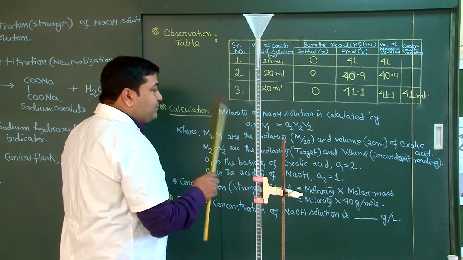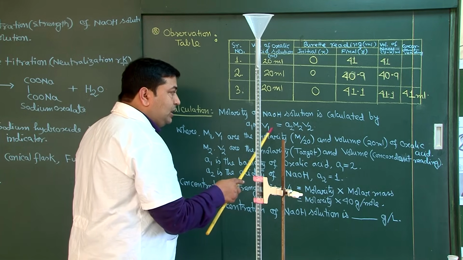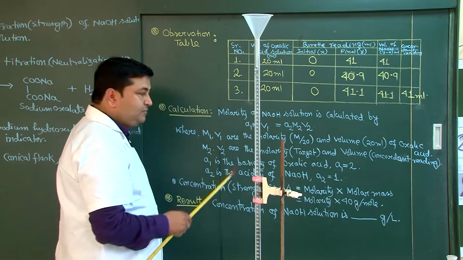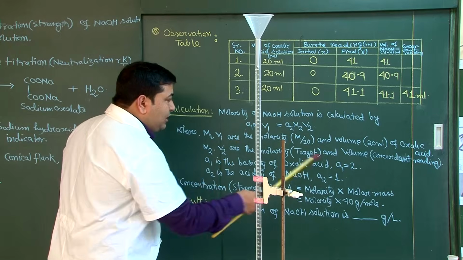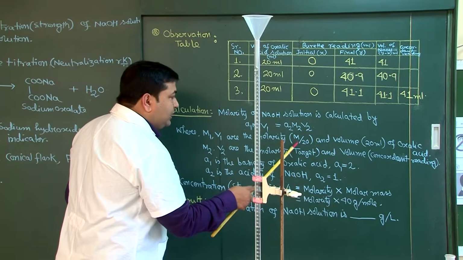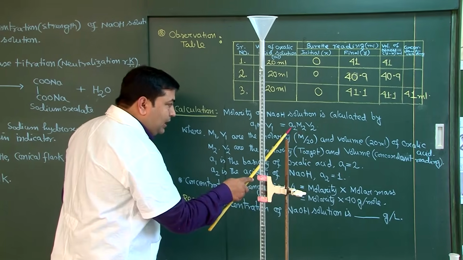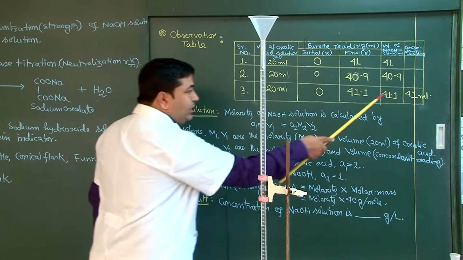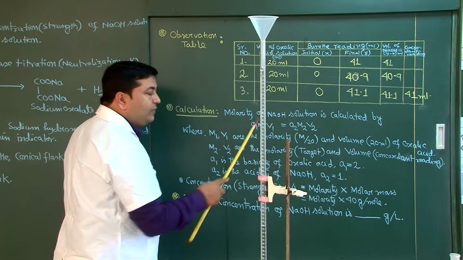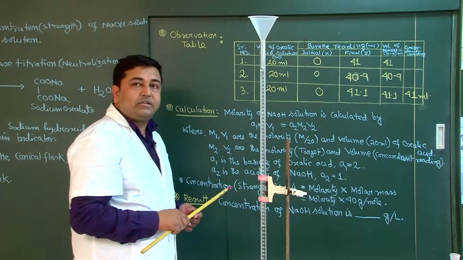Now, student, in this formula, A1 is known, M1 is known, V1 is known, A2 is known, V2 is known, only M2 is our target. What is the A1 value? A1 is equal to 2. If you put in the values, A1 equal to 2, M1 equal to M by 20, V1 equal to 20, A2 equal to 1 and V2 equal to the burette reading, 41 ml, obviously you will get the value of M2. What is M2? This is the molarity of sodium hydroxide solution.